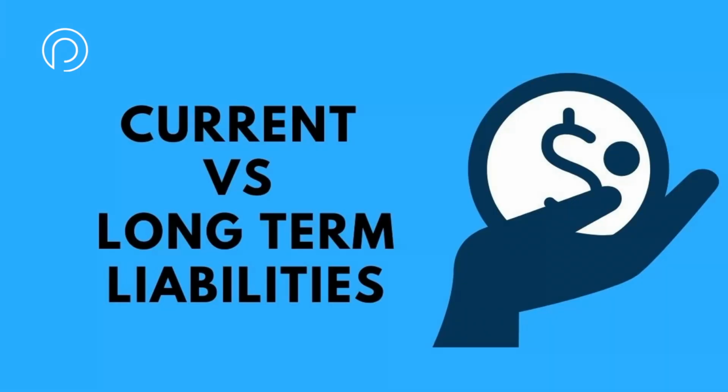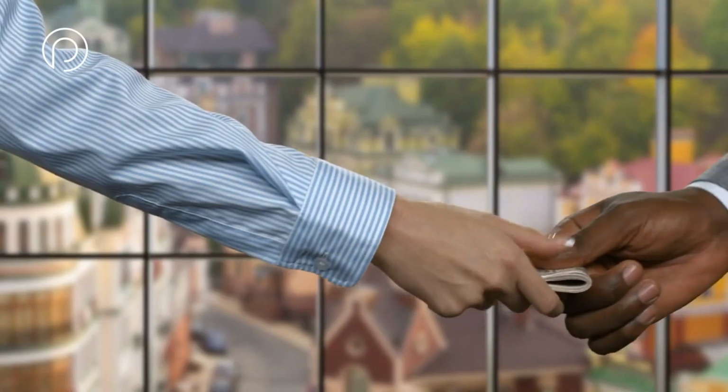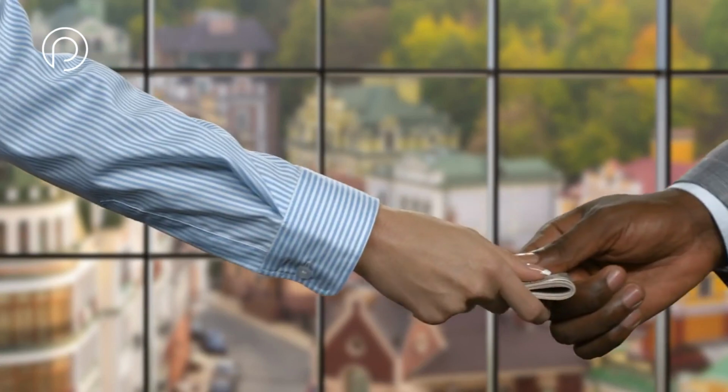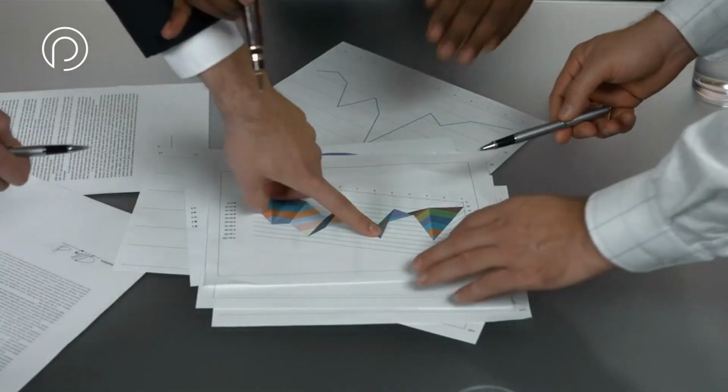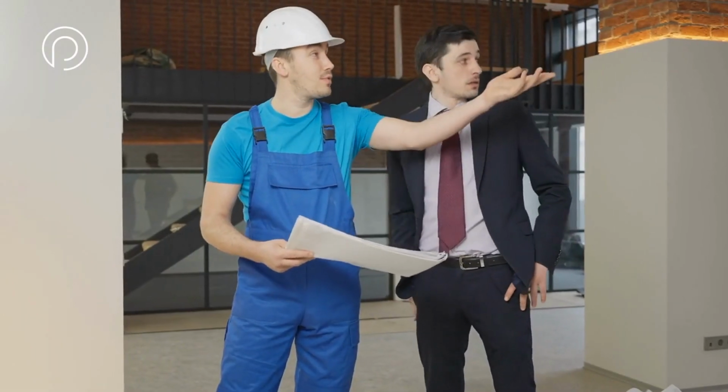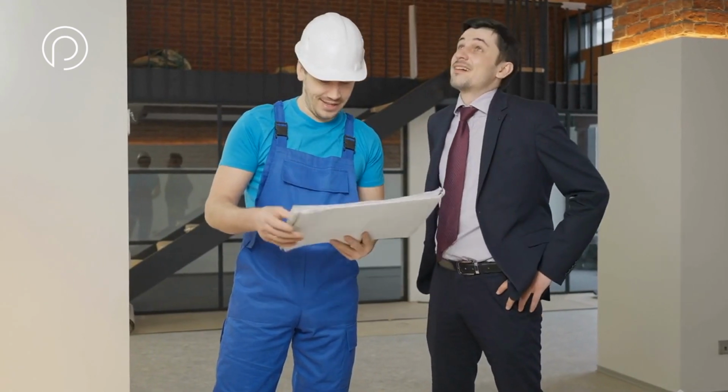There are two types of liabilities, current and long-term liabilities. Current liabilities need to be paid back within a year and include credit lines, loans, salaries and accounts payable. Many company expenses are current liabilities. Long-term liabilities can be paid back after a year and include mortgages and bonds.